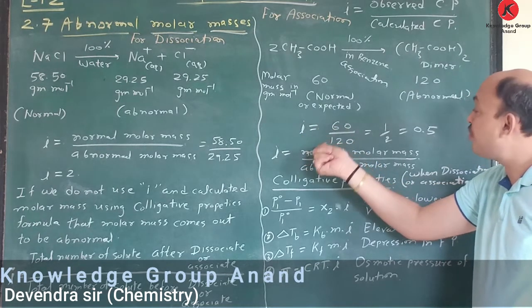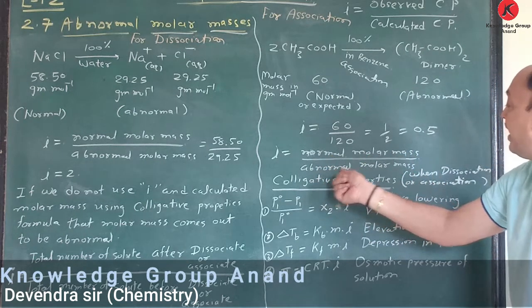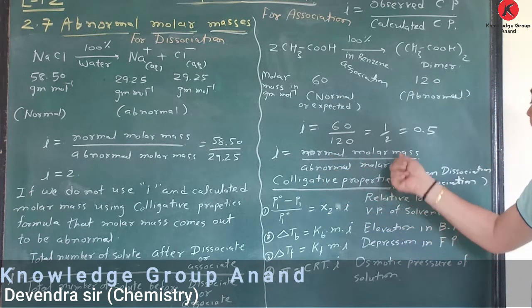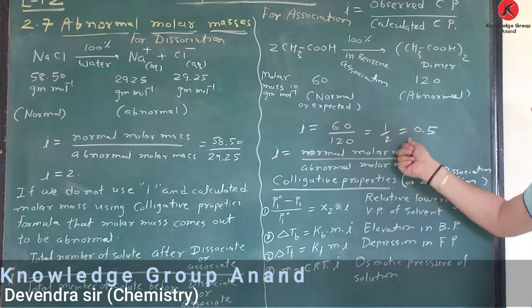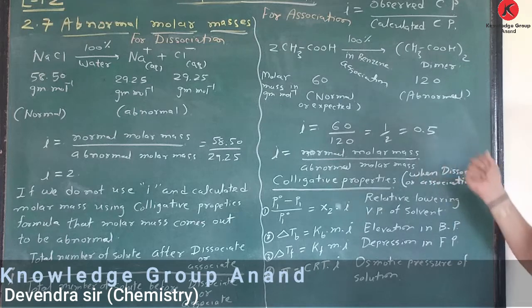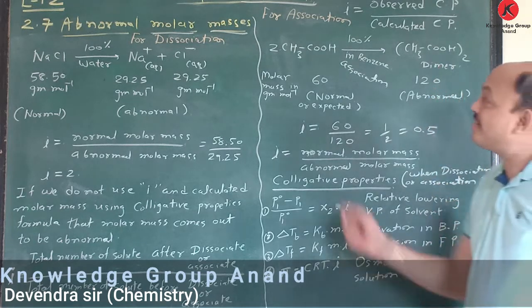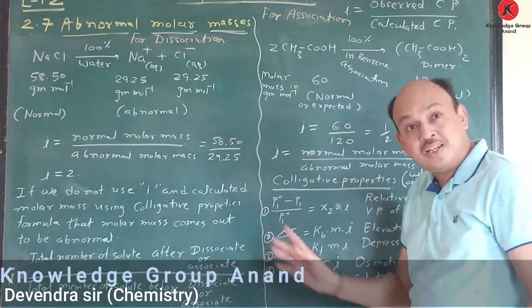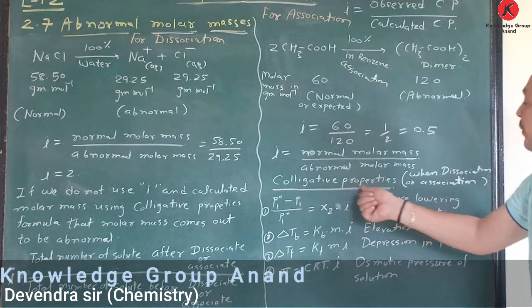How is this particular value obtained? i is equal to normal molar mass divided by abnormal molar mass, and that is 60 divided by 120, which is 1 upon 2. So i is equal to 0.5. Always i is less than 1 for association and always i is greater than 1 for dissociation. Remember this.